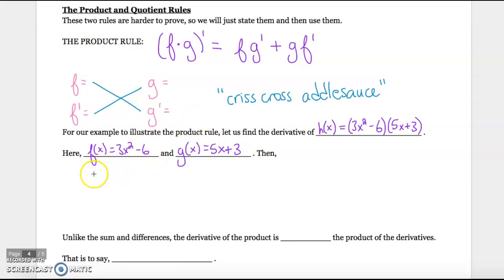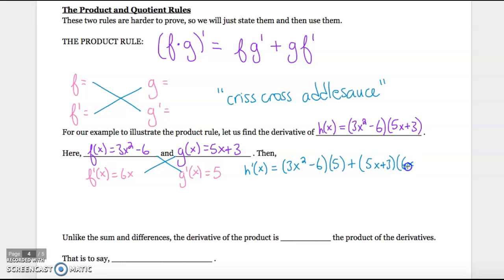So then below those, I'm going to find their derivatives separately. So f prime of x would be 6x, and then derivative of a constant is 0, so nothing else there. And then g prime of x, the derivative of g, would just be 5. And so then I do crisscross applesauce. So to find h prime of x, I will get 3x squared minus 6 times 5 plus 5x plus 3 times 6x.